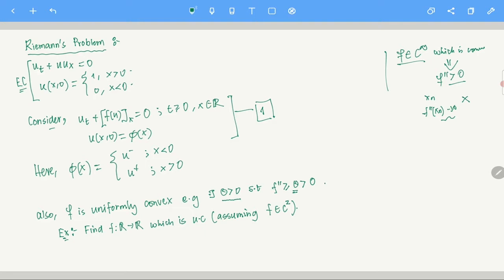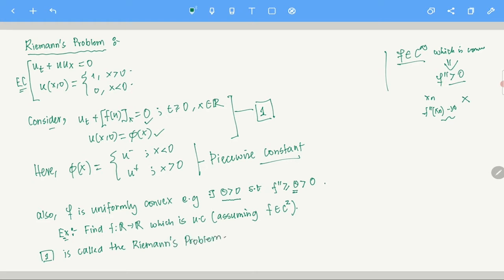Okay, so let me write it down. So this is problem 1. The equation, along with this data, where the data is piecewise constant data. We have looked at two different problems with piecewise constant data. If the data is piecewise constant and f is given to be uniformly convex, in that case it is called the Riemann problem.